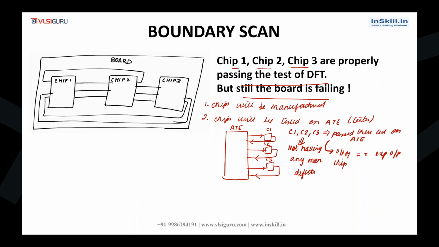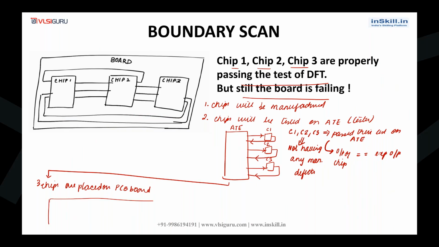Okay. Now, what will happen? Now, these chips are placed on the board. So next, what is happening? These chips are placed on the PCB board, like this. So this is your PCB board.